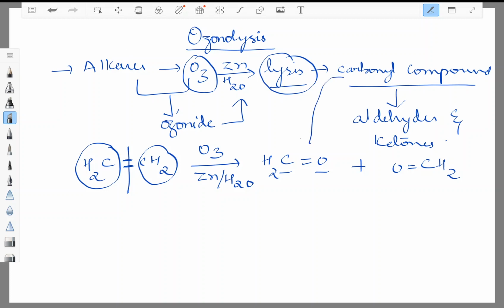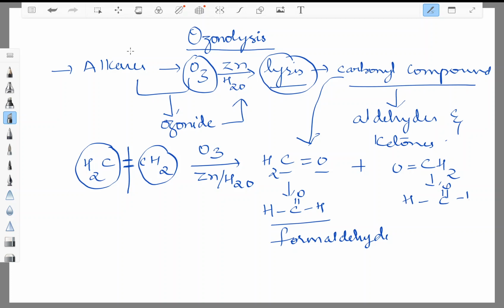This is carbonyl compound. This is CH2 double bond O, can be written as HC double bond O H, and this compound is called formaldehyde. Even this compound is also formaldehyde. So there are 2 moles of formaldehyde formed when ethene reacts with ozone in the presence of zinc and water.